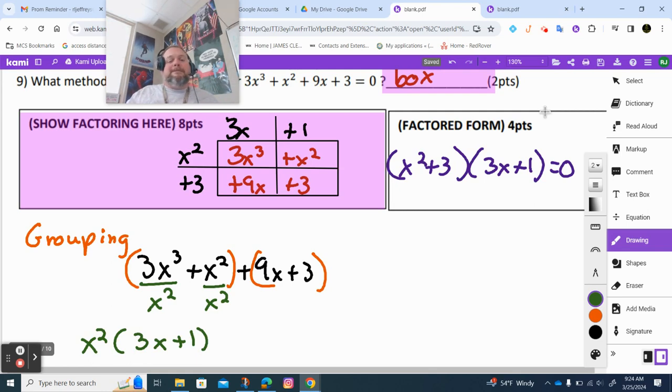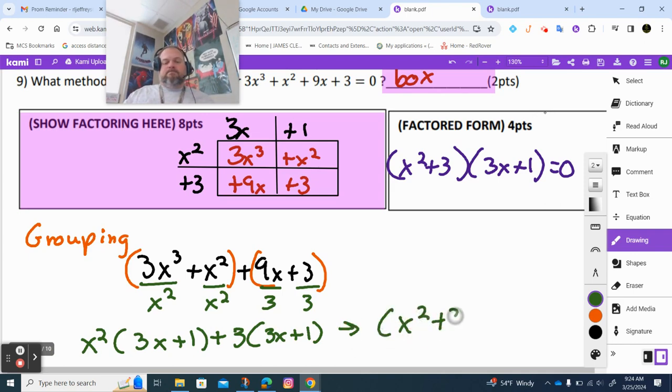What? No, I'm still on number 9. Sorry. All right. So there's the grouping if somebody wanted to see the grouping. So now it's done. Both houses are happy.